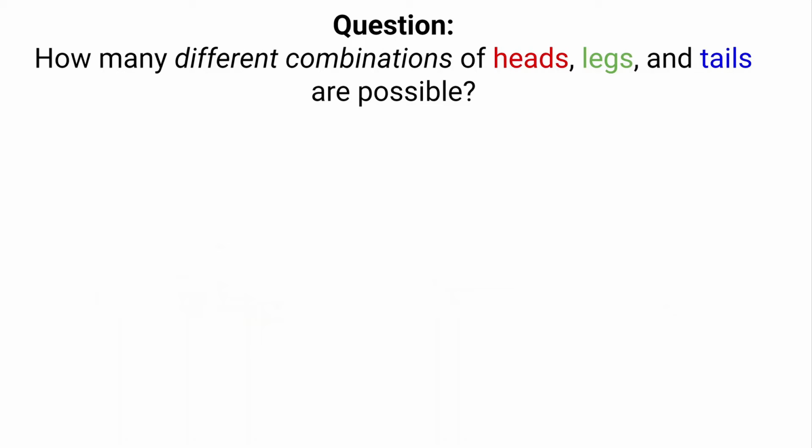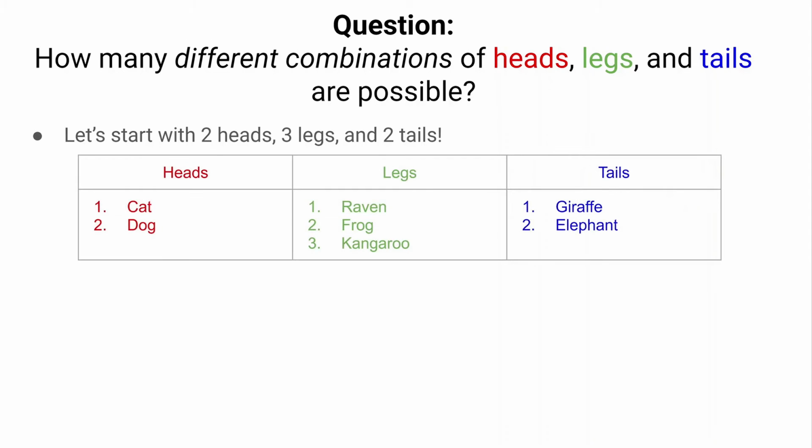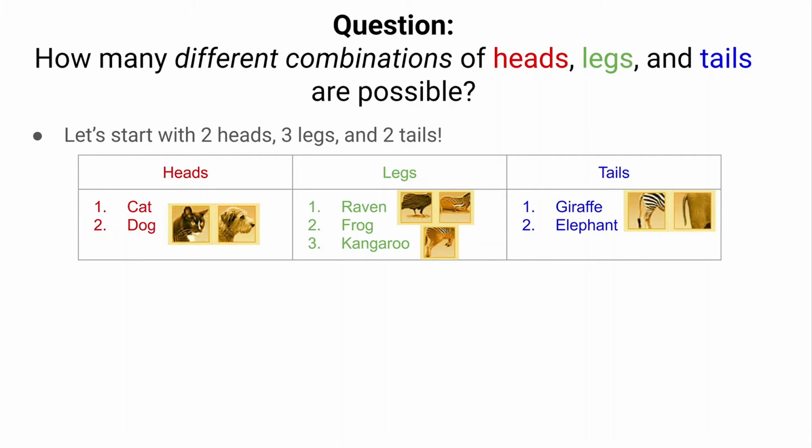So in order to start thinking about this question, let's start with something smaller. Let's start with 2 heads, 3 legs, and 2 tails. So for this example, let's just have 2 options for heads, which would be cat or dog, 3 options for legs, which would either be raven, frog, or kangaroo, and 2 options for tails, which would be giraffe or elephant.